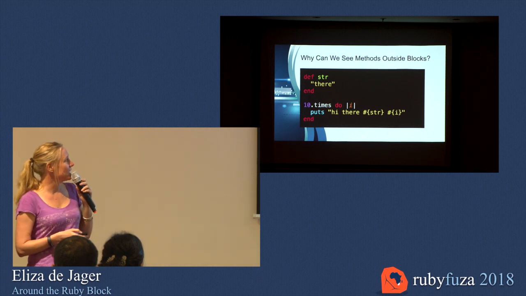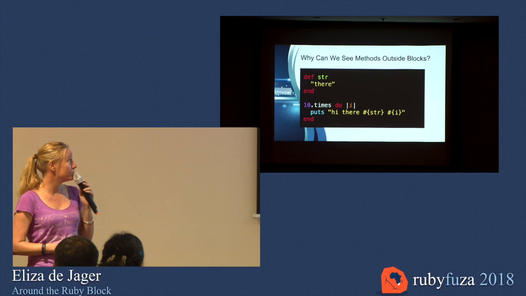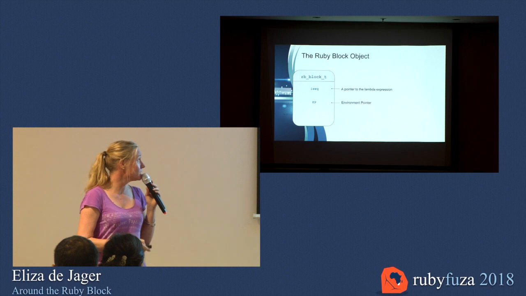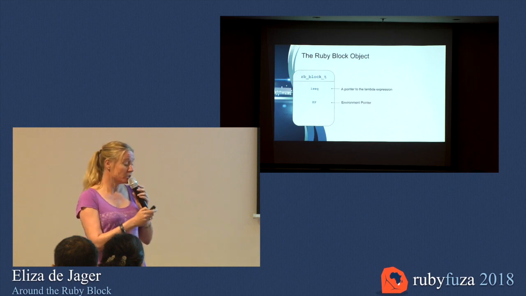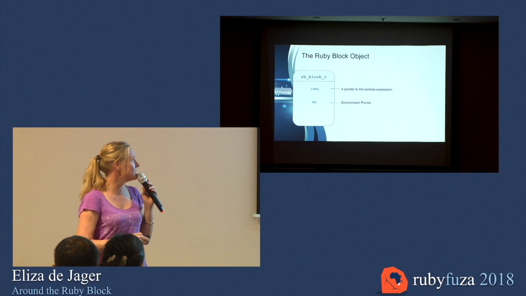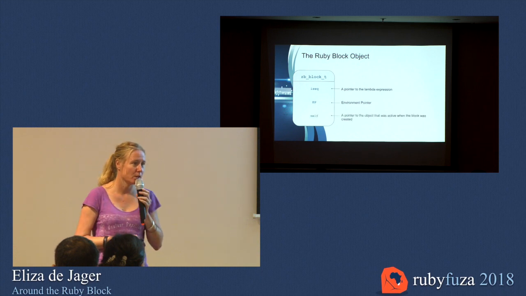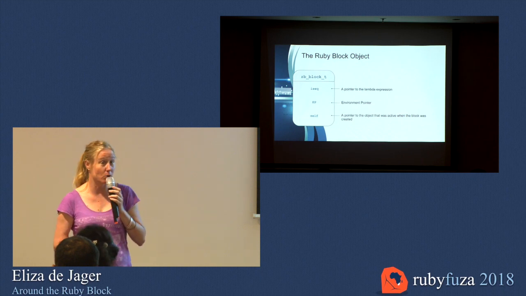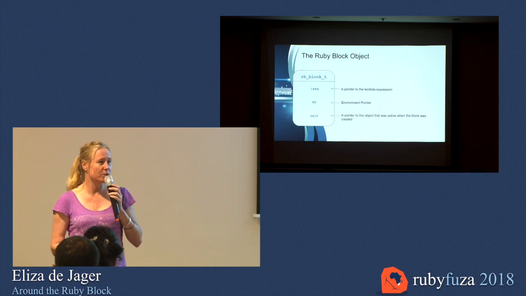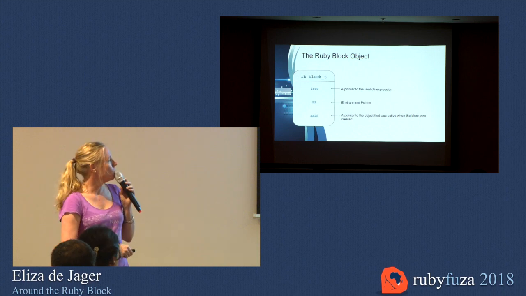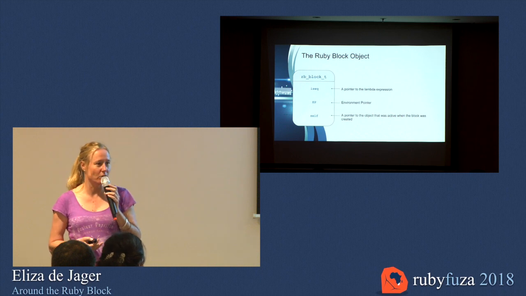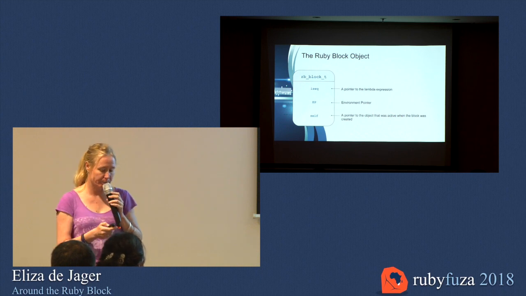And to see how this method access works, we need to take a look at the block object again. So here is the Ruby block object with its environment pointers. And it turns out that something's missing, and that something is the self property of the block. And this self property gets set to point to whatever object was active when the block was created. In other words, it points to the method owner of the currently executing method, and that's basically the reason you can see the values in the methods of the currently active object outside the block, inside the block.